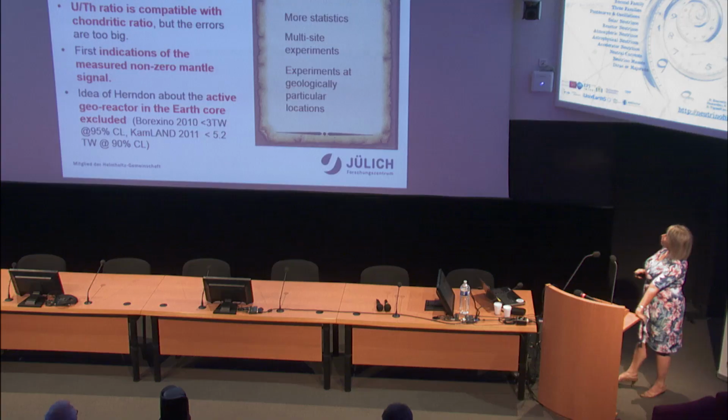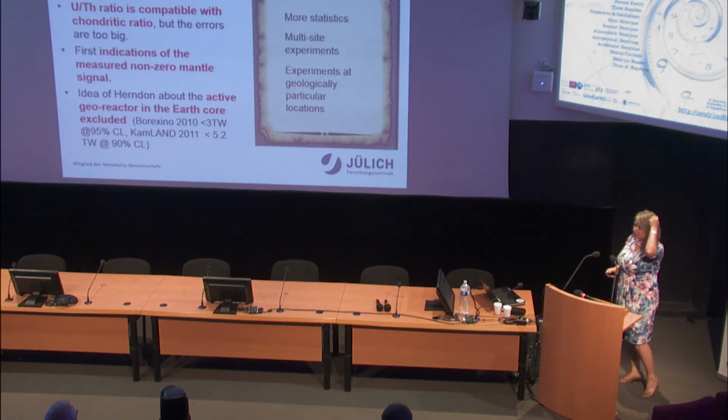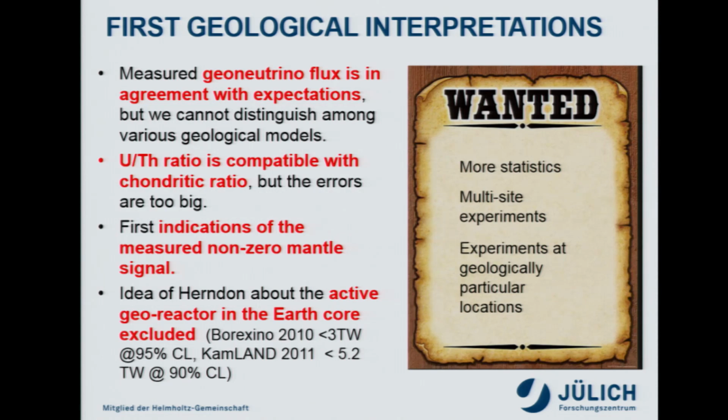So what are the first geological interpretations? I think what is very important, and people sometimes forget, is that we measured geoneutrinos, we proved that it's possible to measure them, and the results are in agreement with the expectations. Before, we did not know, these were just models. There could be a huge amount of uranium and thorium somewhere deep there, but it's not the case. This we have already proved.